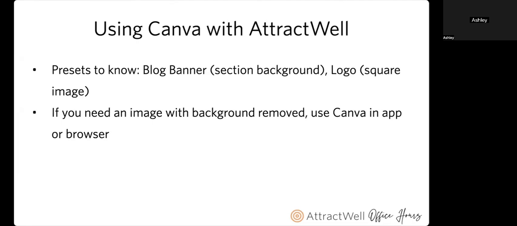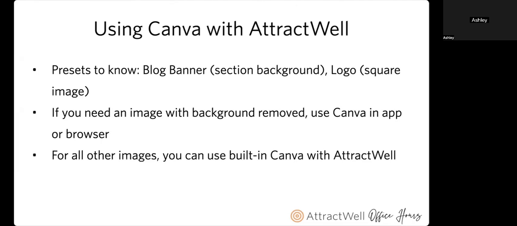If you need an image that does not have a background, right, you want to isolate an element from a background. So say you want a circle, right, you're going to use that square image logo to create that circle that you want, but you have to export it from Canva directly in order to create that background removal. So any other images that don't have that particular use case, you can use that Canva button in AttractWell to get it done.